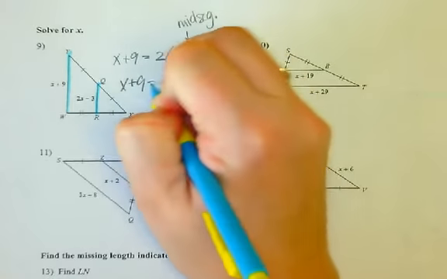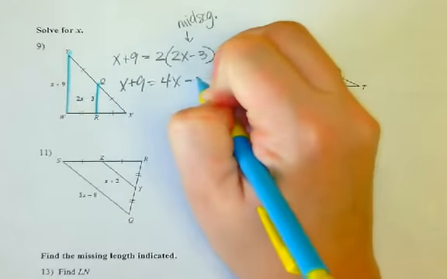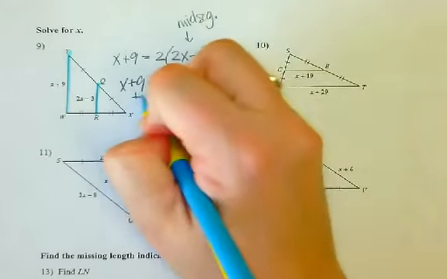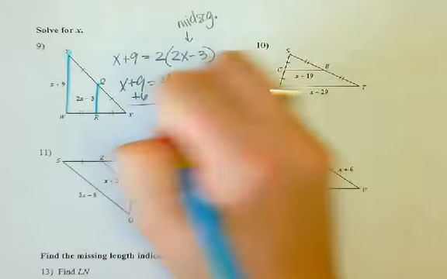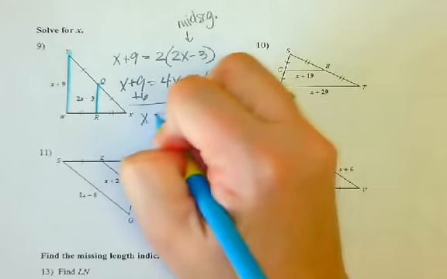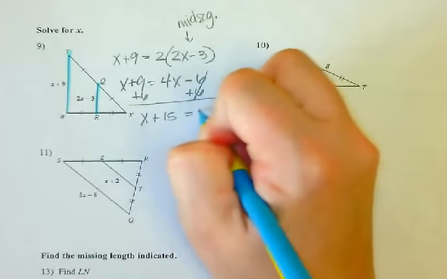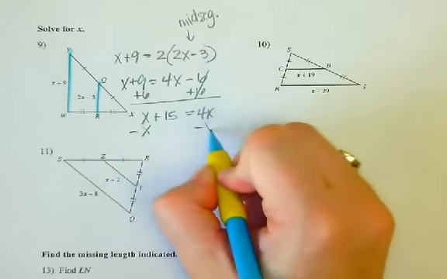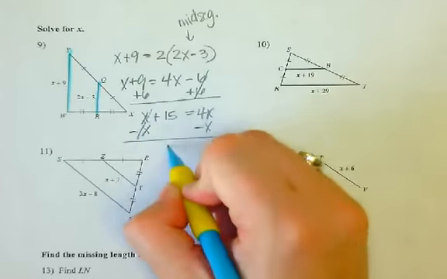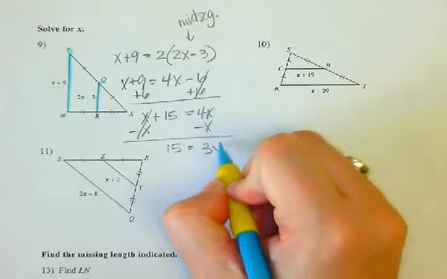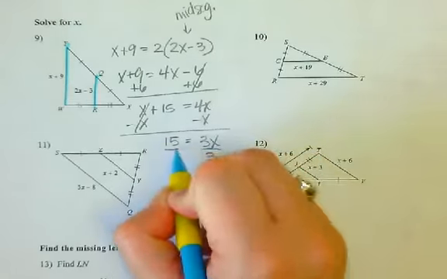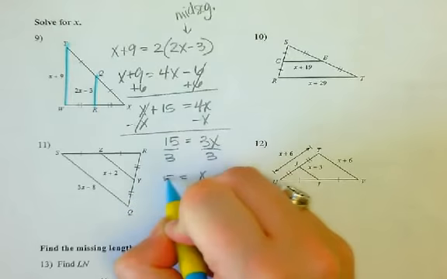So x plus 9 is equal to 4x minus 6. I'm going to add 6 to both sides. So I get x plus 15 is equal to 4x. I'm going to subtract x. 15 is equal to 3x. Then I'm going to divide both sides by 3. So x is equal to 5.